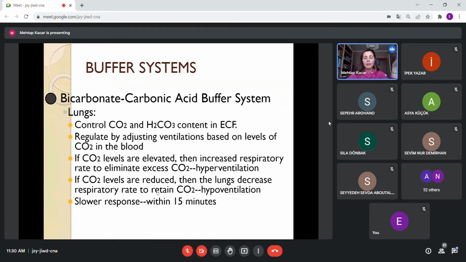If carbon dioxide levels reduce, lungs decrease respiratory rate to retain the carbon dioxide, and hypoventilation develops. If our carbon dioxide levels increase, our respiratory rate increases because of elimination of carbon dioxide, and this leads to hyperventilation. A slower response is generated within 15 minutes.